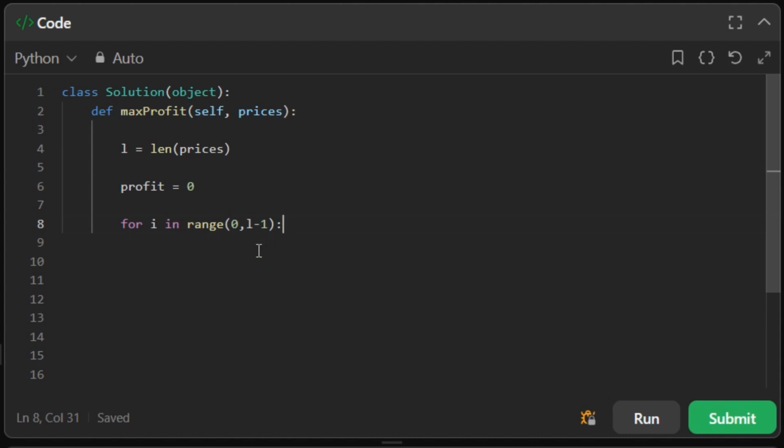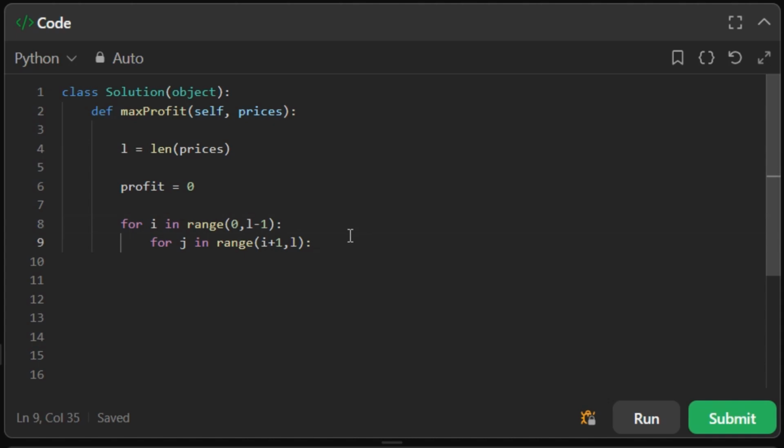And for that reason, we will be running our loop from the first day to the second last day to buy the stocks. And for each possible option to buy the stocks, we will run the nested sell loop in the range I plus 1 to L. Here we are running the sell loop in the range I plus 1 because if you were to buy the stock on the ith day, then the selling options would start from the I plus 1th day.